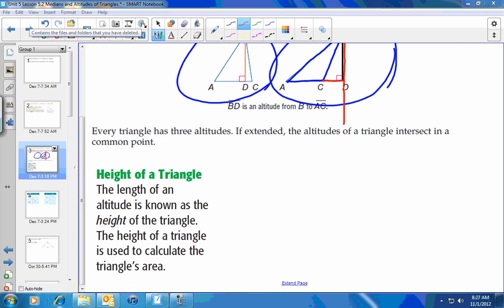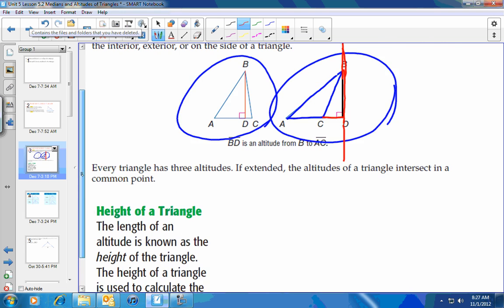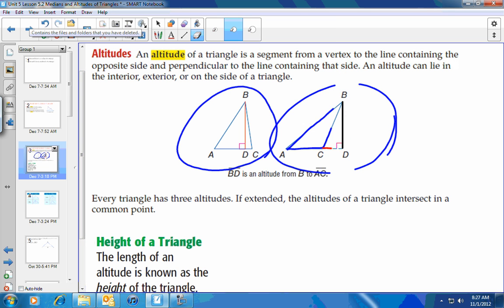Now, we've talked about this before. The length of an altitude is known as the height of a triangle. The height of a triangle is used to calculate the triangle's area and do other things. Now, we tend to use height and altitude interchangeably, they're not really synonyms. They're not really the exact same thing. But if I call something the height of the triangle, for instance, this segment here, segment BD that we drew in, is the altitude. The length of segment BD is the height.